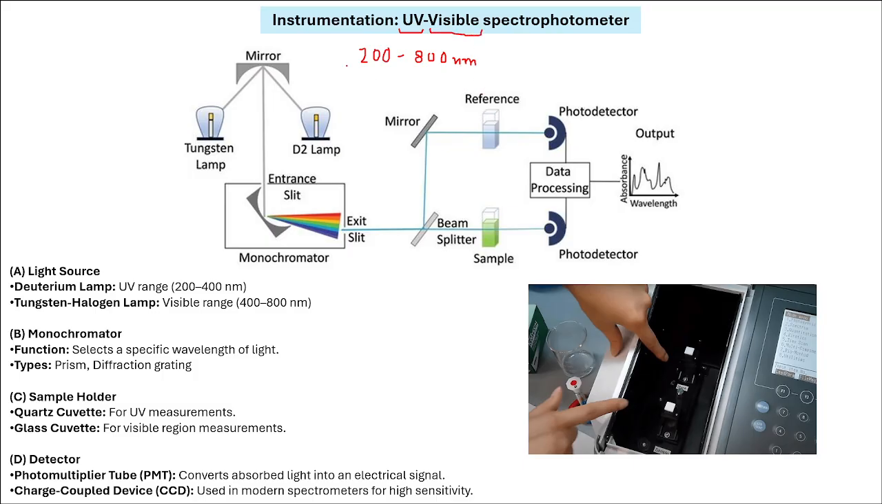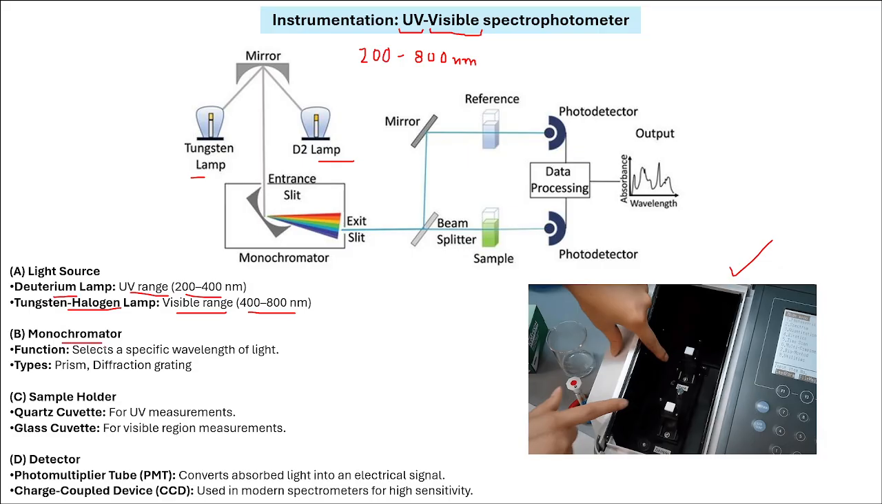For both kinds of spectrum that we are working with, there are two lamps employed in this UV-Vis spectrophotometric machine. Deuterium lamp, which works in the UV range, and tungsten halogen lamp, visible range, from 200 to 400, 400 to 800. So there are dual light sources housed in this UV-Vis spectrophotometer.